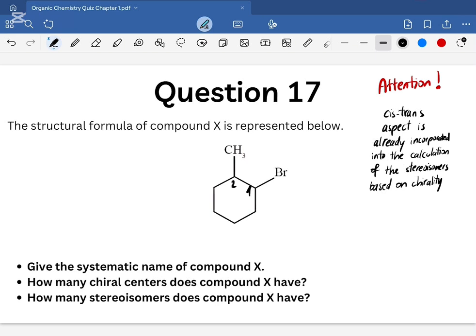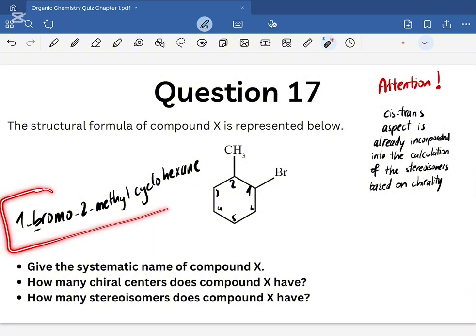And then on the second carbon, we have a methyl. Now I shouldn't number this way as 1, 2, 3, 4, 5, 6, because I have to give the substituents the least possible number. So it's going to be 1 and 2. So the name of this compound will be 1-bromo, as B starts before M, methyl, alphabetically. And then we're going to have 2-methyl. And this is a ring that's made up of 6 carbons, so it's cyclohexane. So the correct name is 1-bromo-2-methylcyclohexane.